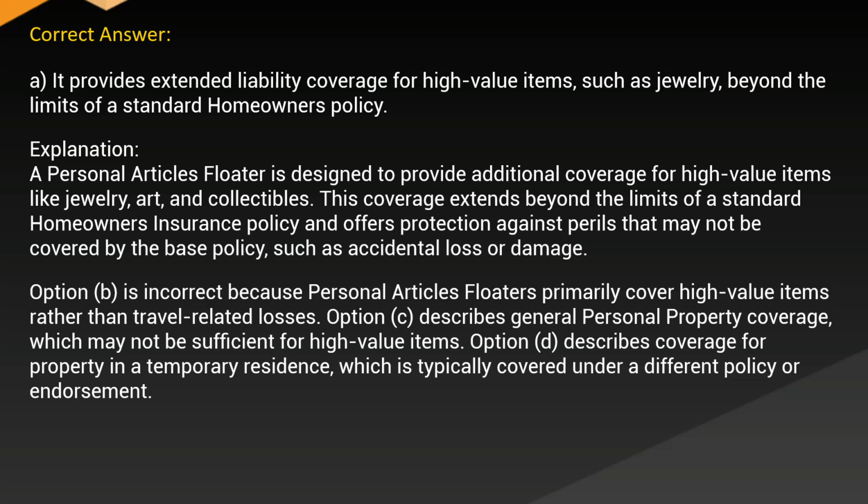Option B is incorrect because personal articles floaters primarily cover high-value items, rather than travel-related losses. Option C describes general personal property coverage, which may not be sufficient for high-value items. Option D describes coverage for property in a temporary residence, which is typically covered under a different policy or endorsement.